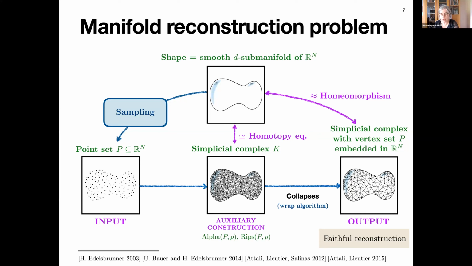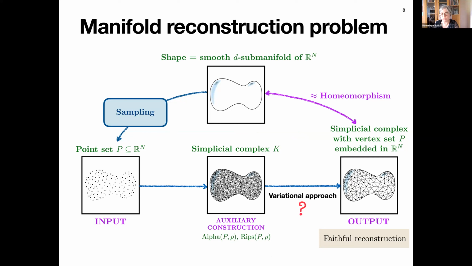But here in this talk, I'm going to present another approach. So this will be a variational approach. So we don't assume anymore that our auxiliary construction has the homotopy type of the shape. This is not necessary. What we want to do is to search a solution within this auxiliary construction and express the output as the solution of a minimization problem.